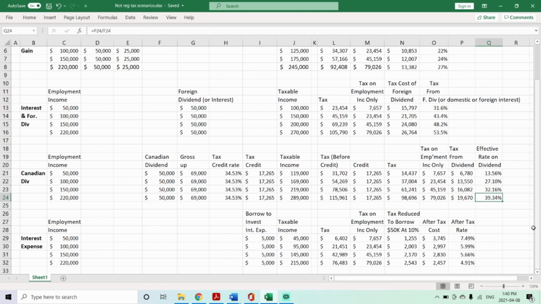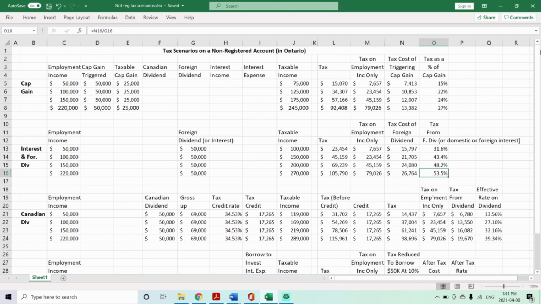Okay, so this is lower than 53.53. So you can see the effect of the preferential tax treatment on Canadian dividends. It's easiest to see it in the highest tax bracket, because in these brackets, you're in a tax bracket here. When you add 50 or 69,000 to this, you're moving through 3 or 4 tax brackets. Here you're in the top, so you're not moving through any more tax brackets. So those are the 3 big scenarios: capital gains, interest and dividends from foreign corporations, and Canadian dividends.